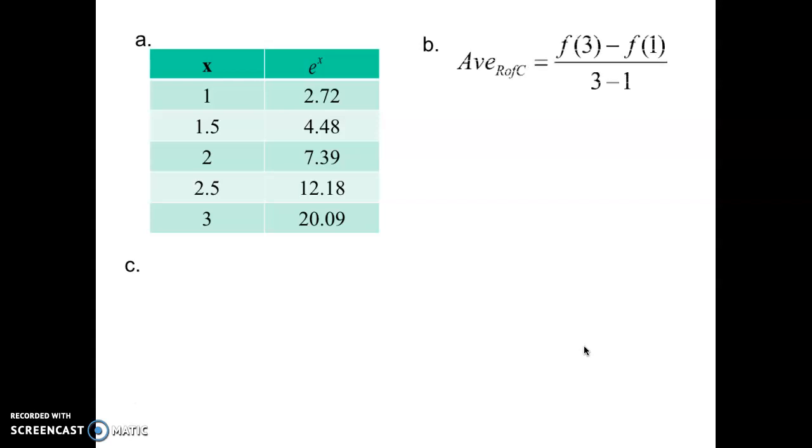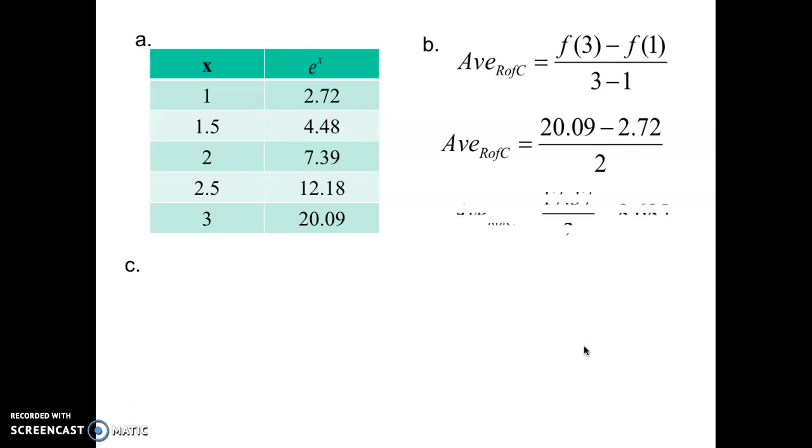Part B asks me to find the average rate of change between x equals 1 and x equals 3. So from the table, the average rate of change is just straight up slope. So I'm going to do the output at 3 minus the output at 1, over 3 minus 1, which gives me about 8.685 as my average rate of change between these 2 points. Now I don't have any units here, but it would be change in my output units over change in my input units.